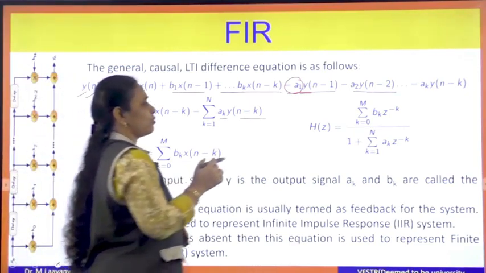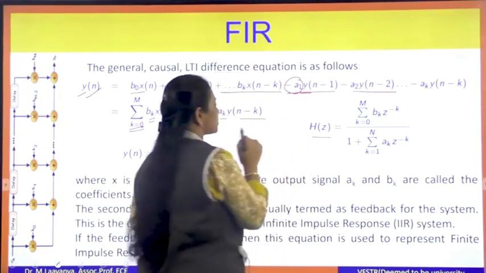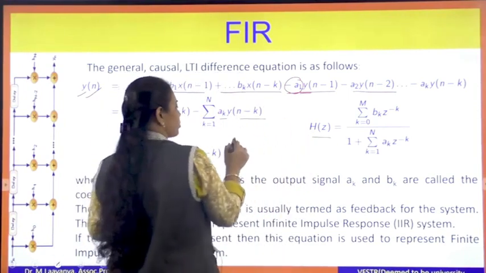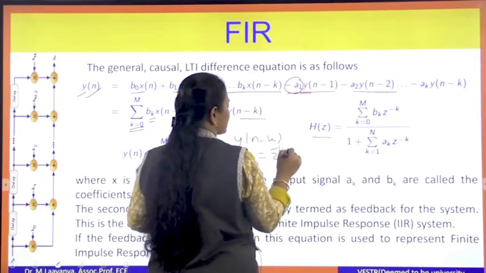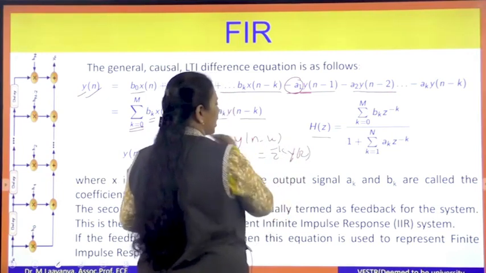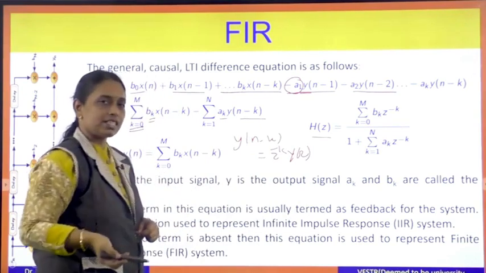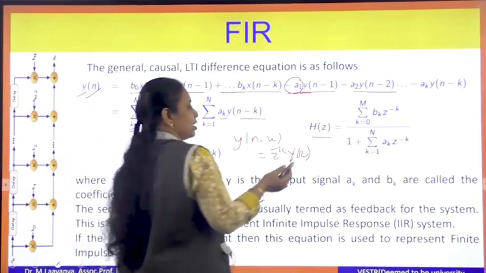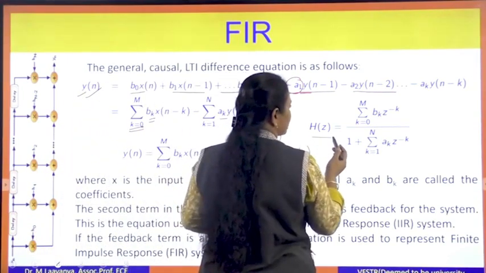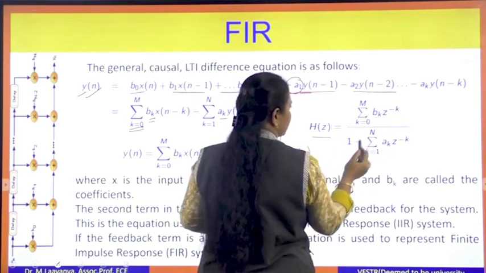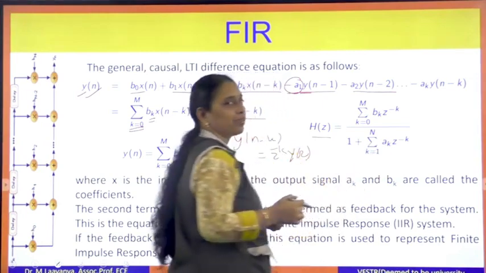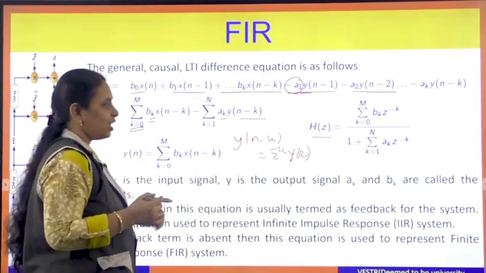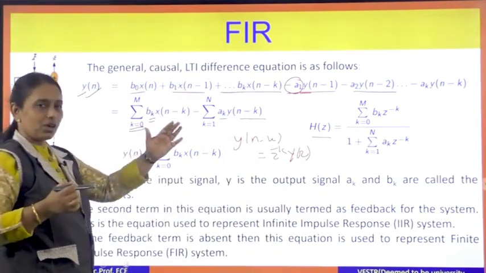If I want H of z, I can take the z transform of this. We know that the shifting property gives y of n minus k as z power minus k Y of z. Like this, you can take the z transform of that particular equation, so that I will get the transfer function, which is the summation from 0 to m of bk z power minus k, divided by 1 plus the summation with k varying from 1 to n of ak z power minus k. So this is your transfer function.